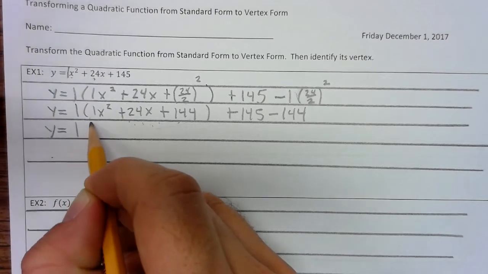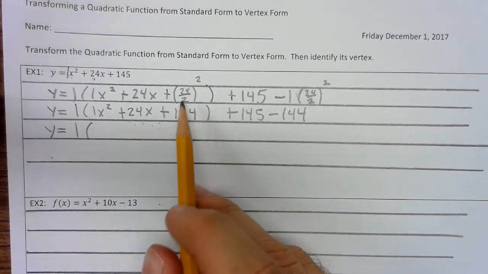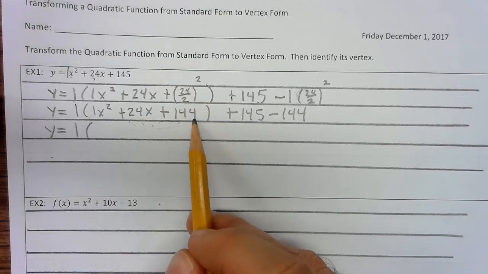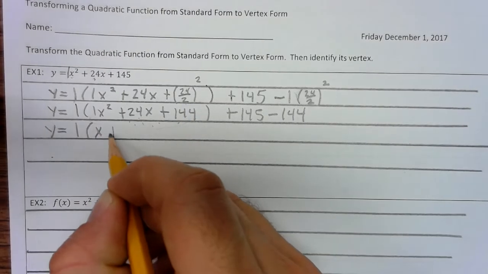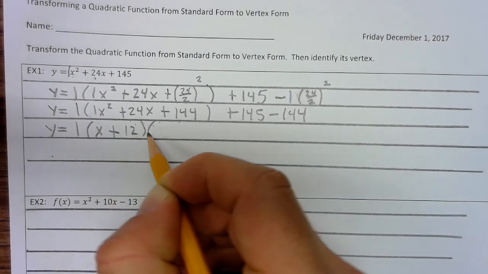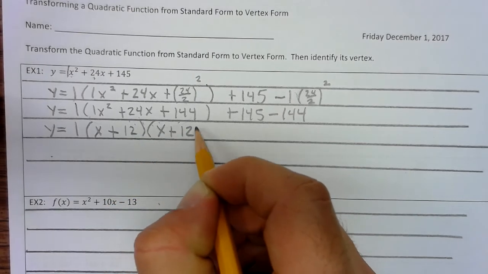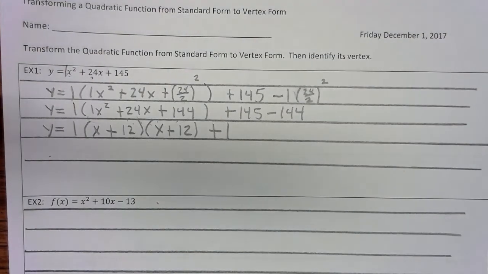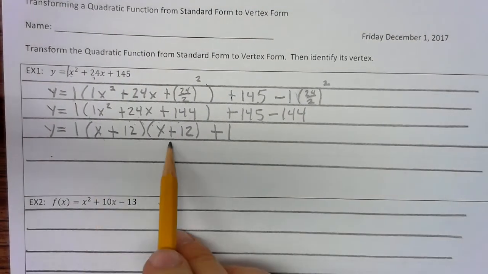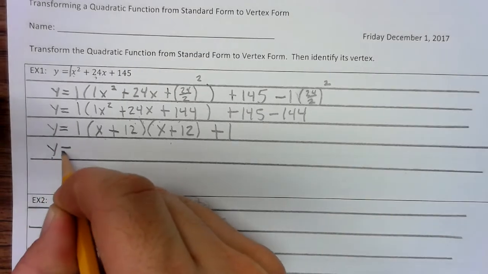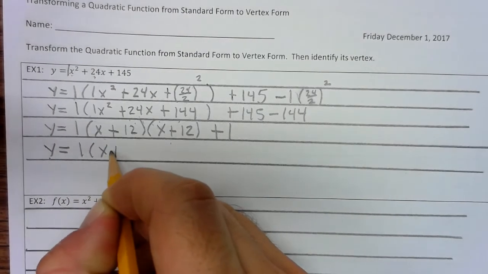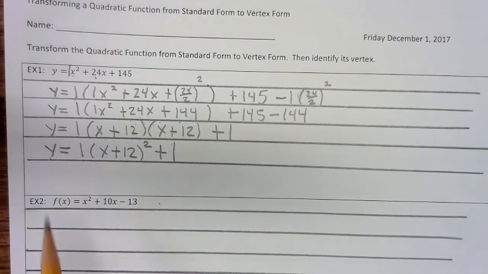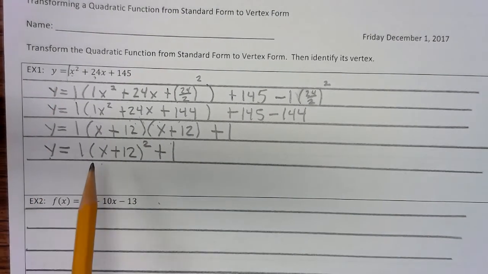Now we have the 1. Now factoring is easy because 24 divided by 2 is 12. And we know 12 times 12 is 144, and 12 plus 12 is 24. So we know our factors are x plus 12 times x plus 12, and then plus 1. Now to simplify, we know x plus 12 times x plus 12 is x plus 12 squared. So we have y equals 1 times x plus 12 squared plus 1. We've now converted from standard form to vertex form, because this is now vertex form.